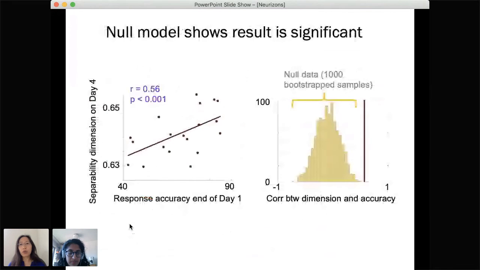And what we see is that when we do shuffle this data cloud, in this case we had 1,000 bootstrap samples, they form this more or less Gaussian, and this is our true data that we had on the left, and we see that the true data definitely lies outside. So this result is significant. This is what we did just to see if our result was significant.